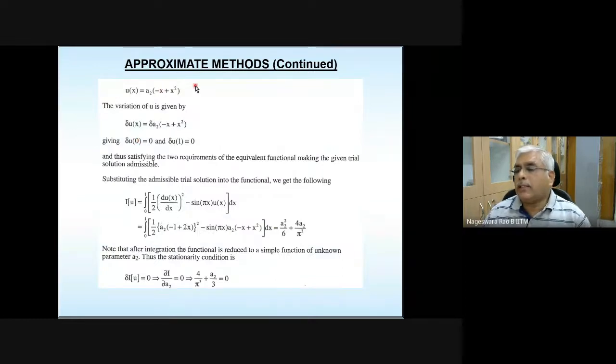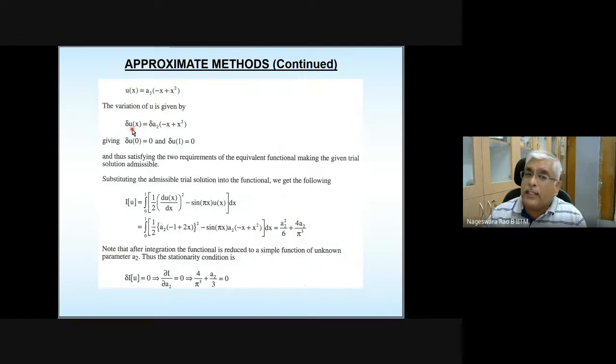So U is this. Whatever explanation I gave you is all given here. U is this, variation of U is this, and you can cross check wherever essential boundary condition is specified. If you got this admissible trial solution properly, then these two conditions automatically get satisfied. If there is a mistake that you made in getting this admissible trial solution, then these conditions may not be satisfied.